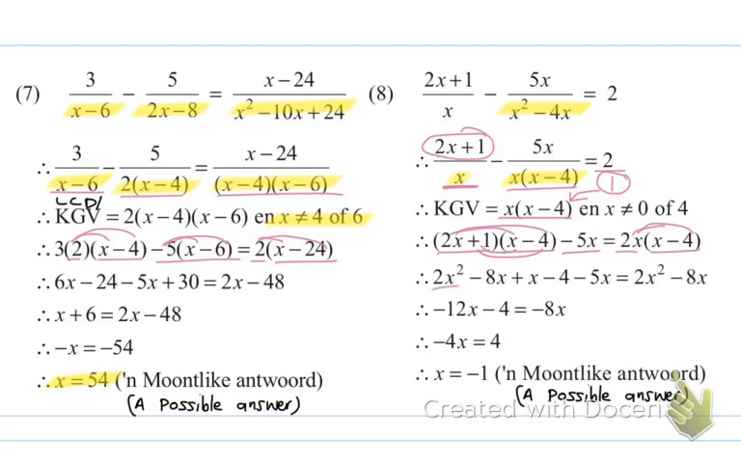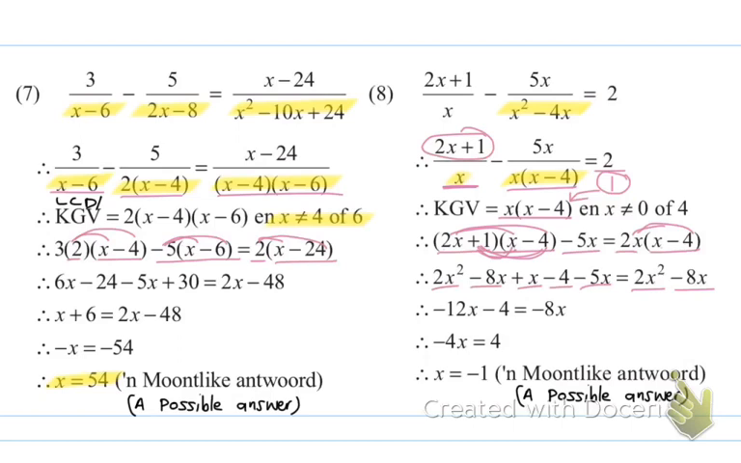2 times x is 2x squared. 2 times negative 4 is negative 8x. 1 times x is 1x. And 1 times negative 4 is negative 4. And the minus 5x stays there. Then I multiply the 2x in. 2x times x is 2x squared. 2x times negative 4 is negative 8x.